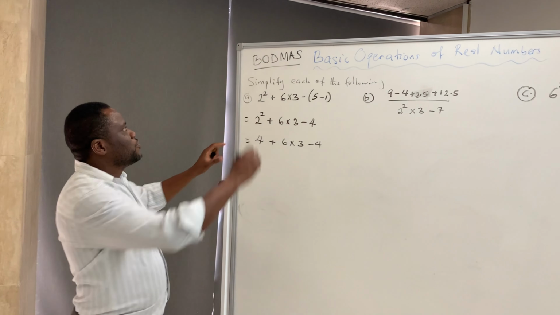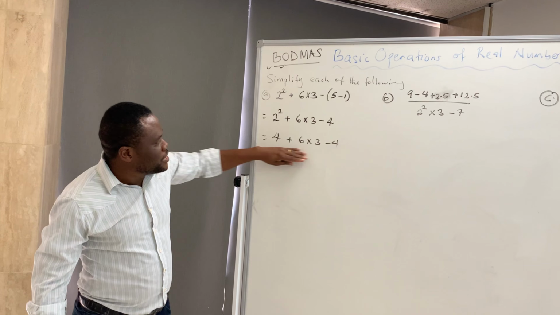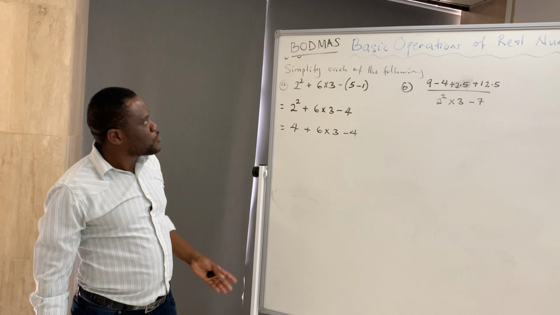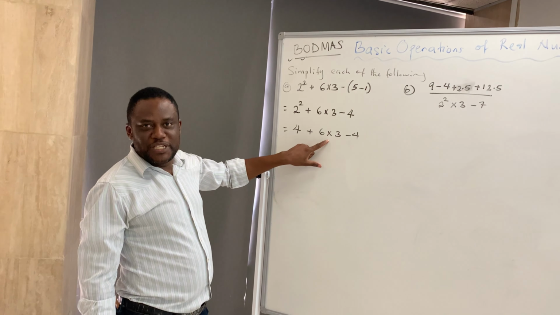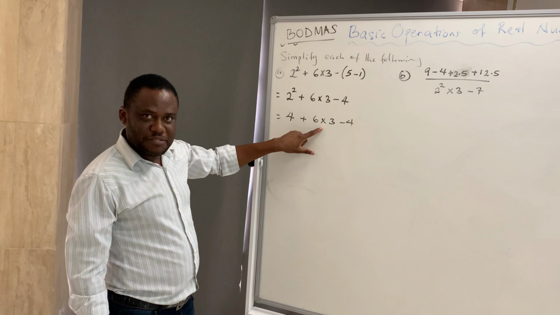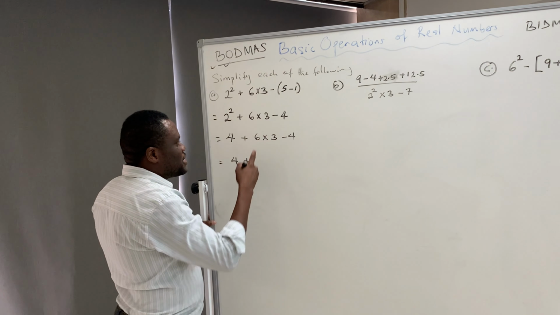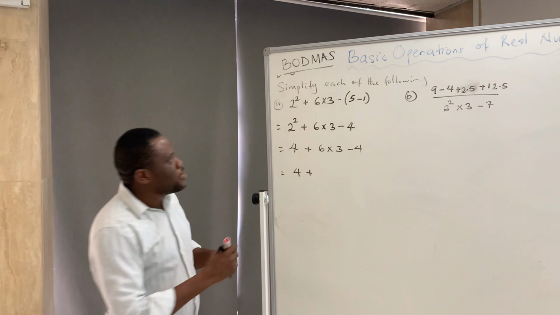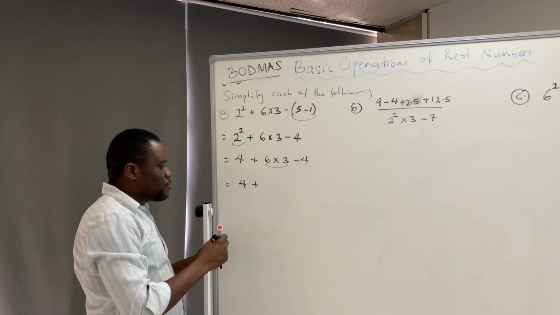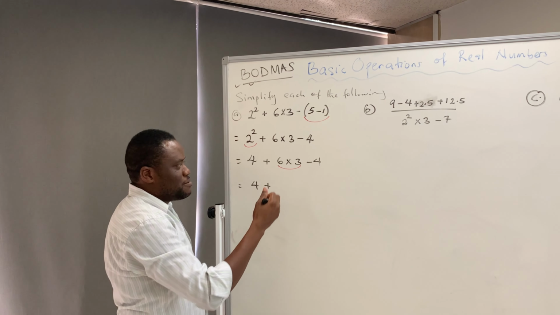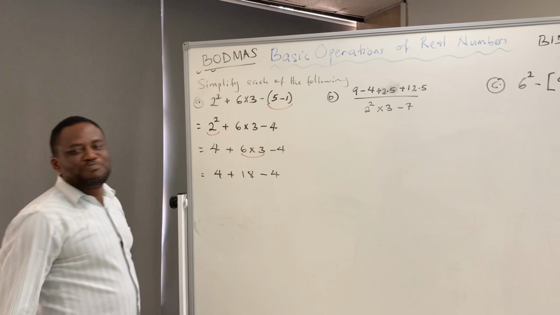I have used this guy. I have used this guy. The next is division, but in this place there is no division. So after division is multiplication. Do we have multiplication? So I have to operate the multiplication next. So I will have 4 plus operating this guy. Don't forget I did this first, I did this second. Now I want to do this one. So 6 times 3 is 18 minus 4.